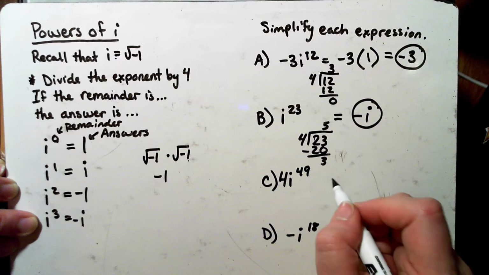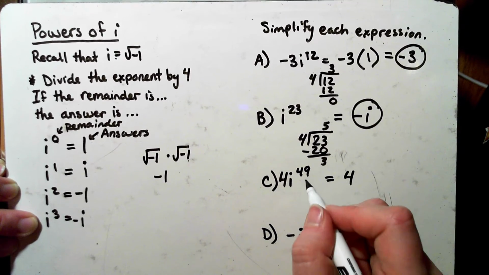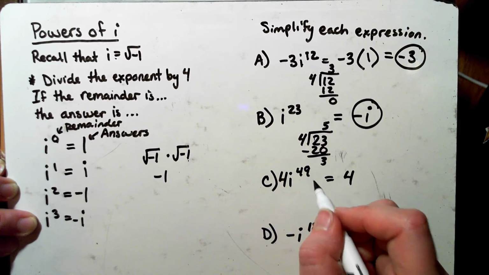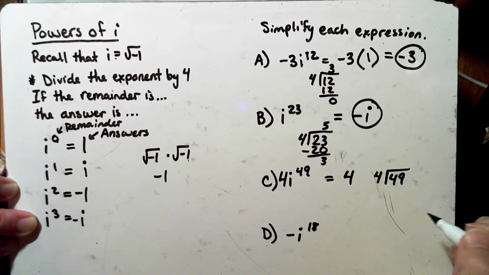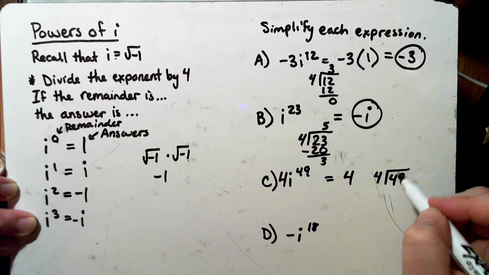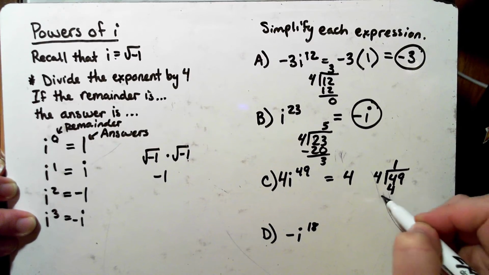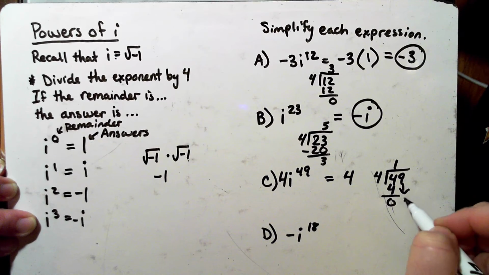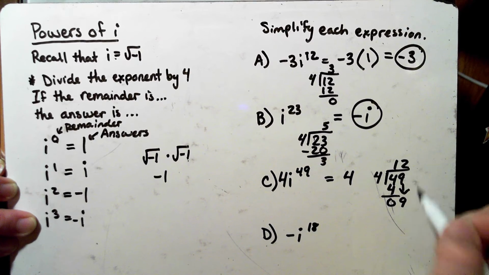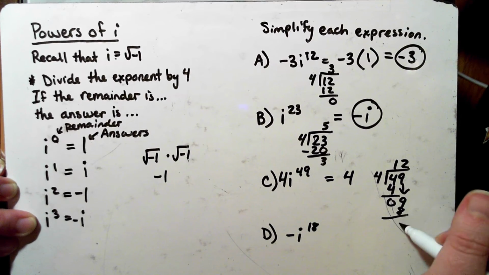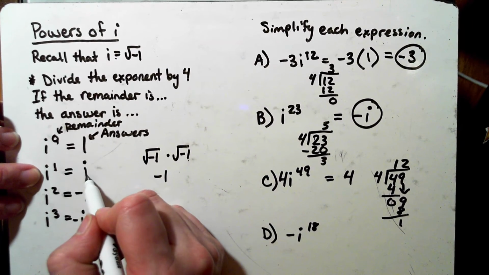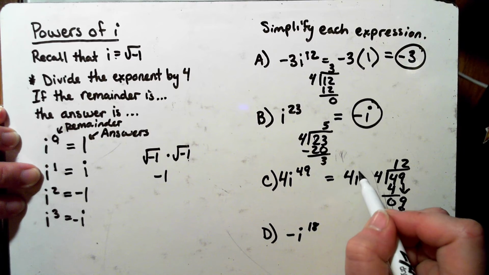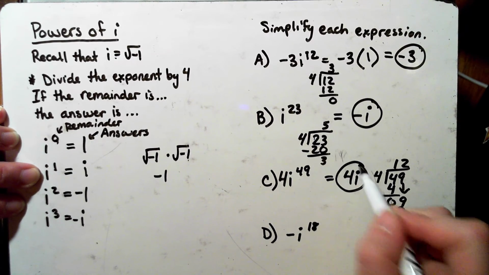Okay, and that's the result of this. Let's do this one. I have 4 times i to the 49th. So I have to do 49 divided by 4. And it goes in here once. I bring down my 9. And 4 times 2 is 8 with a remainder of 1. So I come over here, I find the power of 1, and this is my result, i. So I have 4 times i here as my answer.